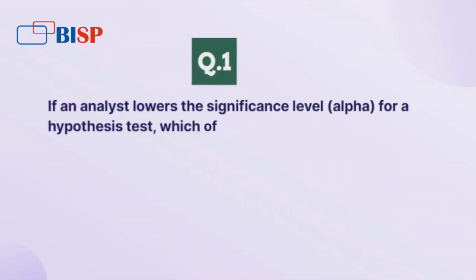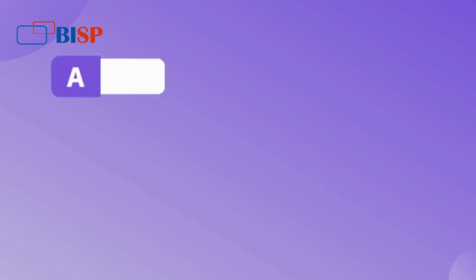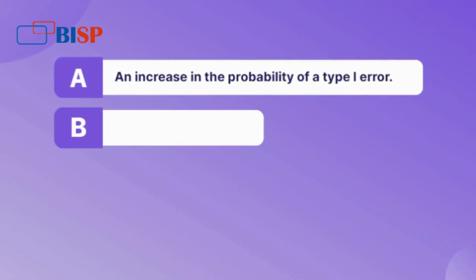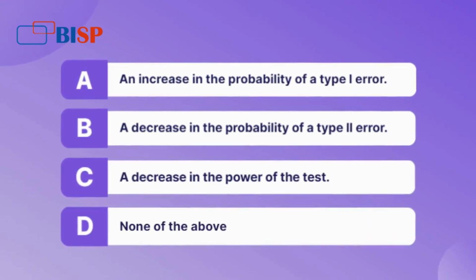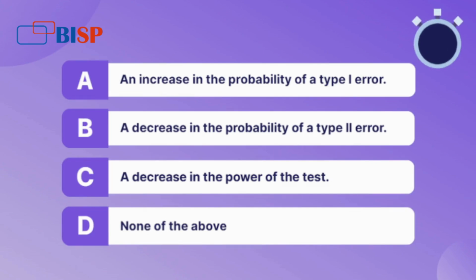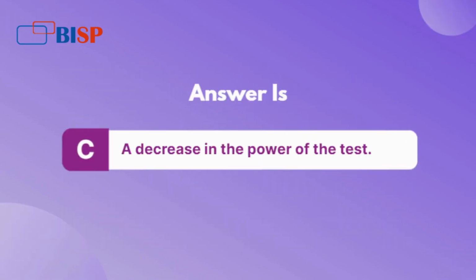If an analyst lowers the significance level, alpha, for a hypothesis test, which of the following outcomes is most likely? A. An increase in the probability of a type I error. B. A decrease in the probability of a type 2 error. C. A decrease in the power of the test. D. None of the above. Answer is C. A decrease in the power of the test.